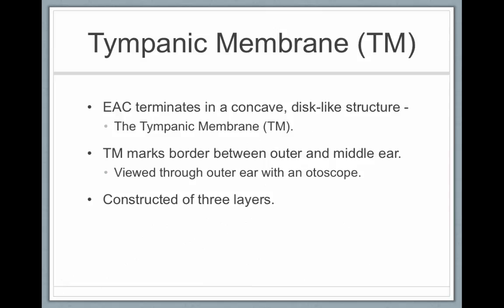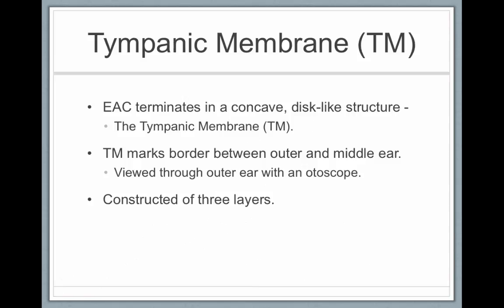So the external auditory canal terminates at the tympanic membrane. The tympanic membrane is the term for the eardrum. It is a concave disc-like structure. It's sort of pulled up and inward. It marks the border between the outer ear and the middle ear.